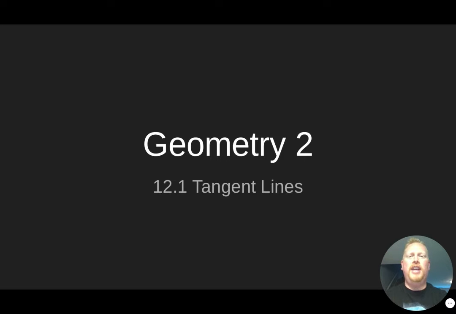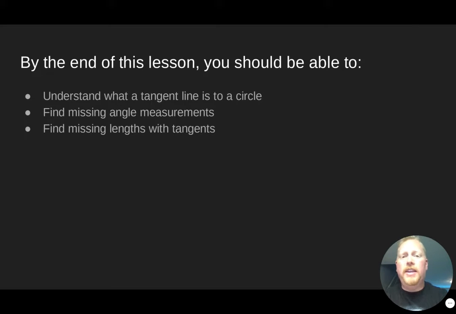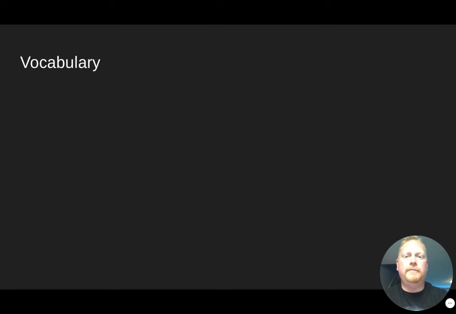Hey everyone, welcome to Geometry, Section 12.1, Tangent Lines. So this starts our last chapter and it's all about circles. By the end of this lesson, you should be able to understand what a tangent line is to a circle, find missing angle measurements, and find missing length measurements.